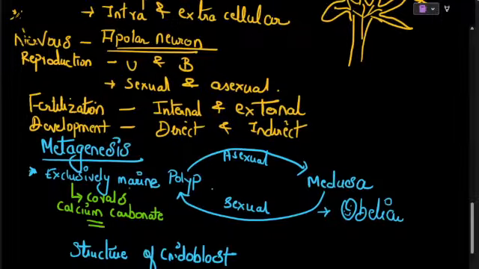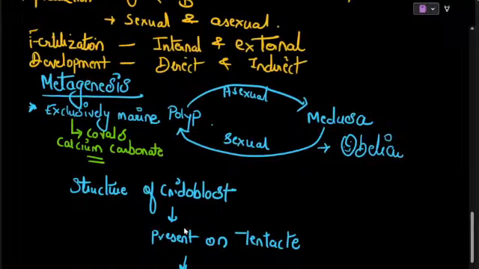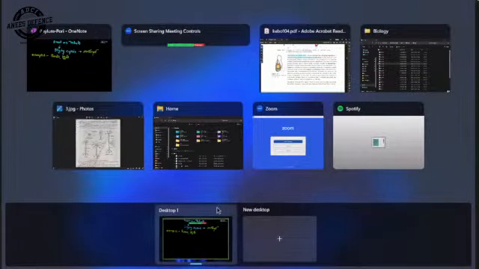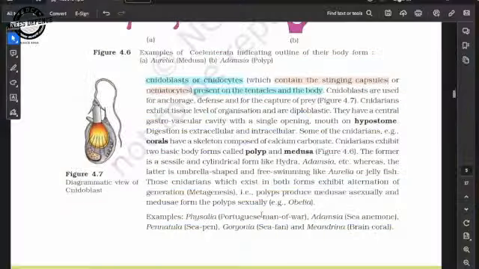Examples of Cnidaria according to NCERT. Physalia is also known as Portuguese man of war. Second, Adamsia. Pennatula. Gorgonia, sea fan. Please do remember. Madrepora, brain coral.